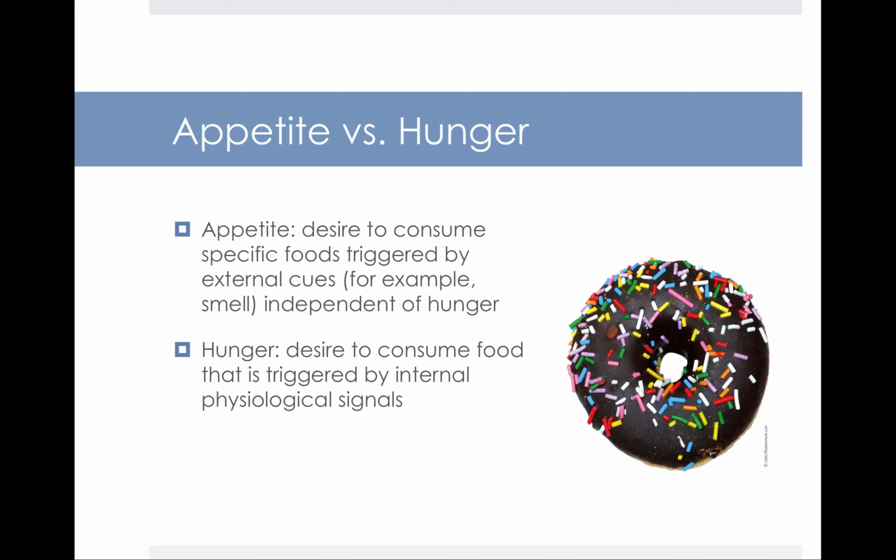Hunger is the actual physical desire to consume food that is triggered by internal physiological signals. Okay, that's when you actually physically feel hungry. But you might eat because you physically feel hungry and eat that donut to make you not feel hungry, or you might eat because your appetite tells you to, which is you smell that donut, okay, and all of a sudden you want it.